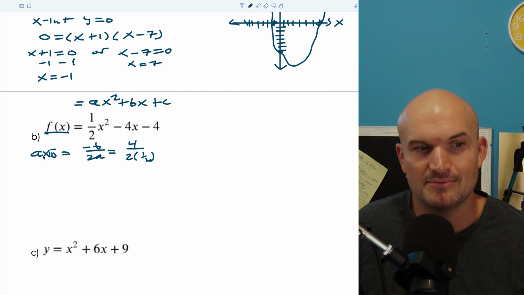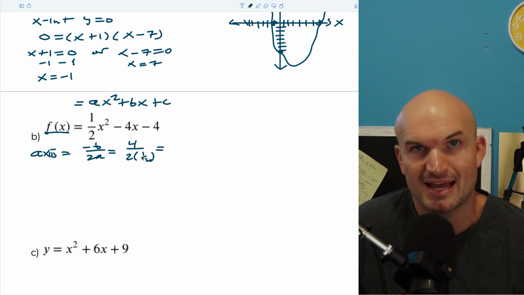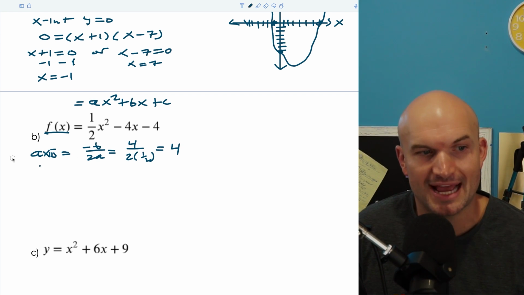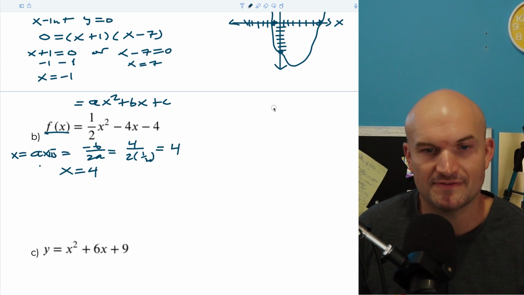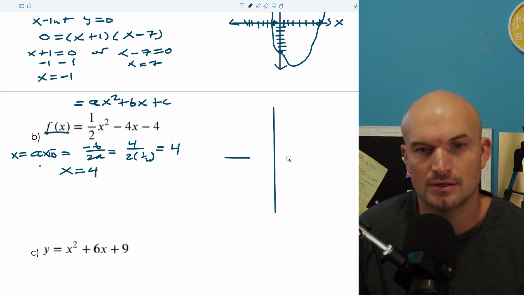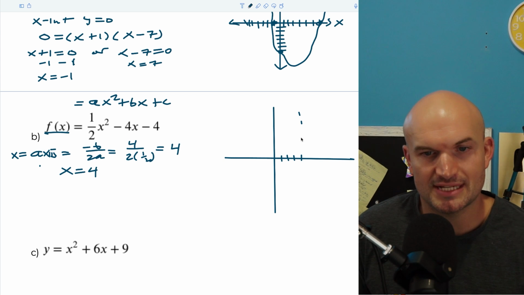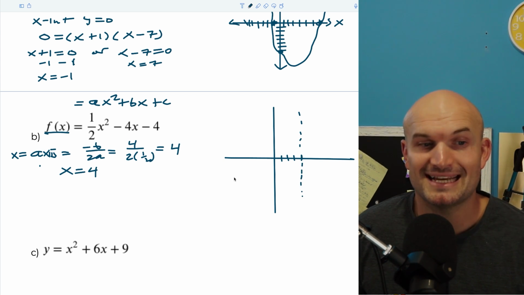And you can see actually this isn't bad. 2 times 1/2 is 1, divided by 4, so that's going to be a 4, right? So the axis of symmetry is when x equals 4. Cool. So the graph is going to look something like this. All right, so let's go to 1, 2, 3, 4, and we're just going to do a nice little dashed line. Now what we want to do is identify the vertex.